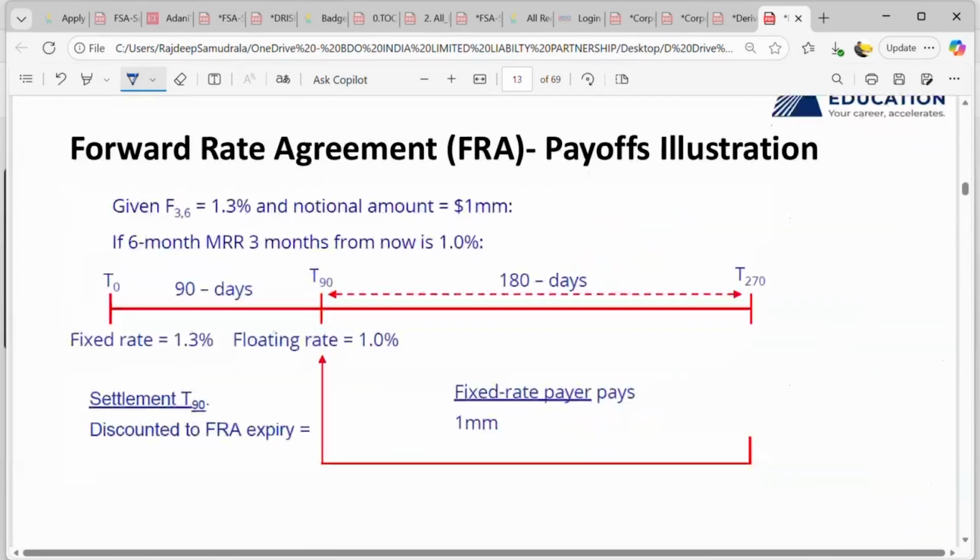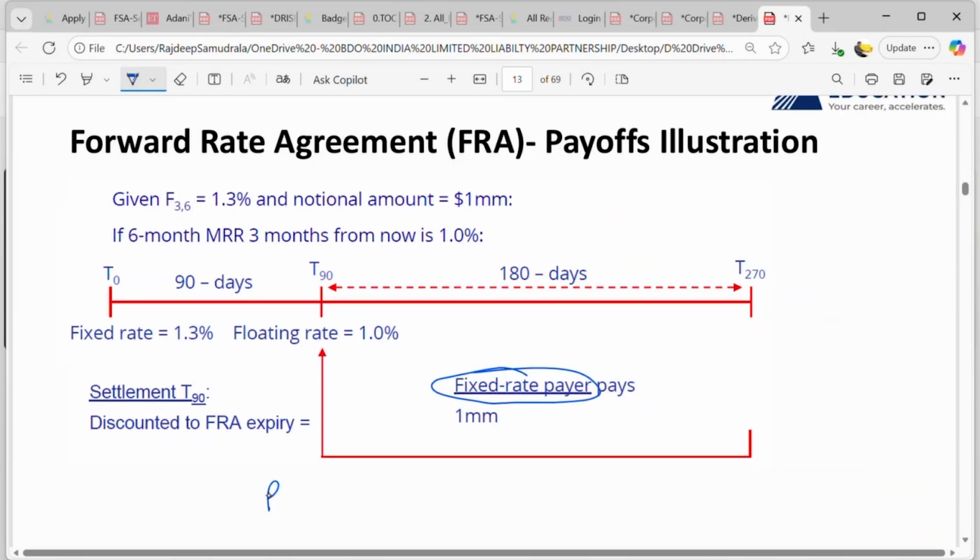So you have to know what you are. Now see, this is a new example. Think carefully and tell me what the answer is. They're telling you you're a fixed rate payer. Tell me the payoff. Payoff means the value. How much will it be? I'll have to pay 0.3% of 1 million because the fixed rate is greater than the MRR.